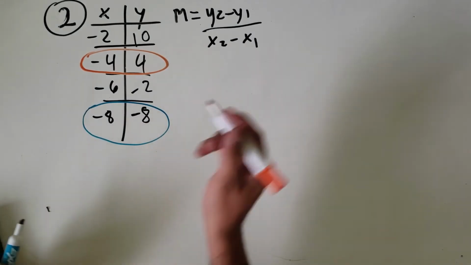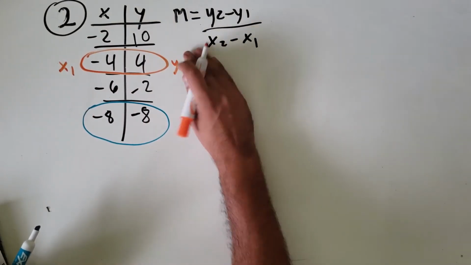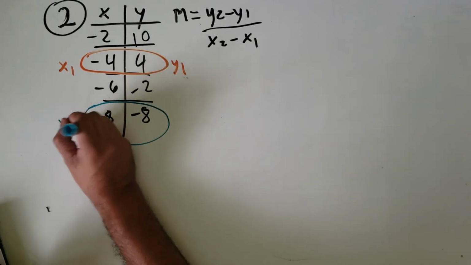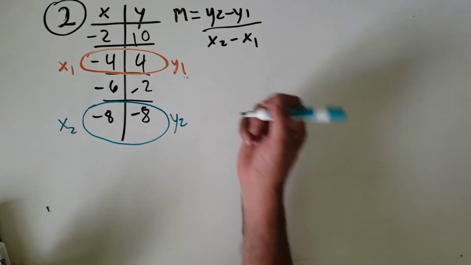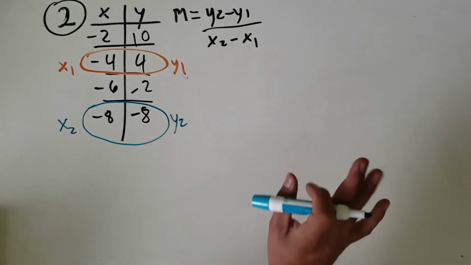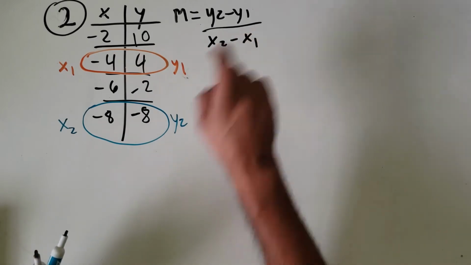Okay. I'm going to name them. So this is my first x, so that's x1. This is my first y, so that becomes y1. This is my second x, so that's x2. And this is my second y, so that's y2. Okay? So no math done yet. I'm just naming stuff. Okay? Now I'm going to continue over here.